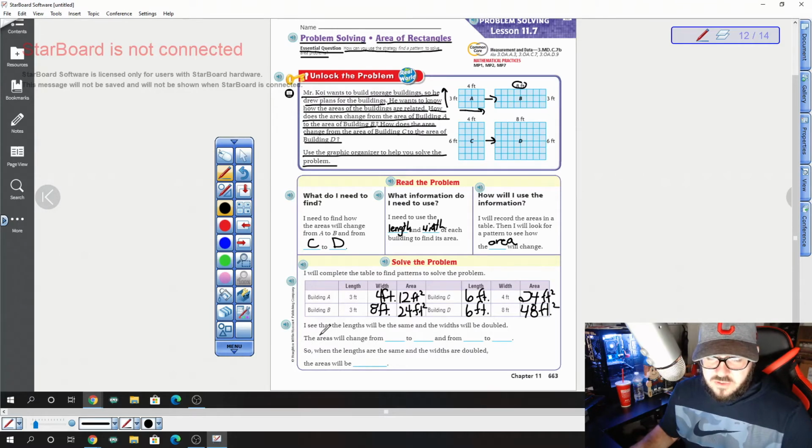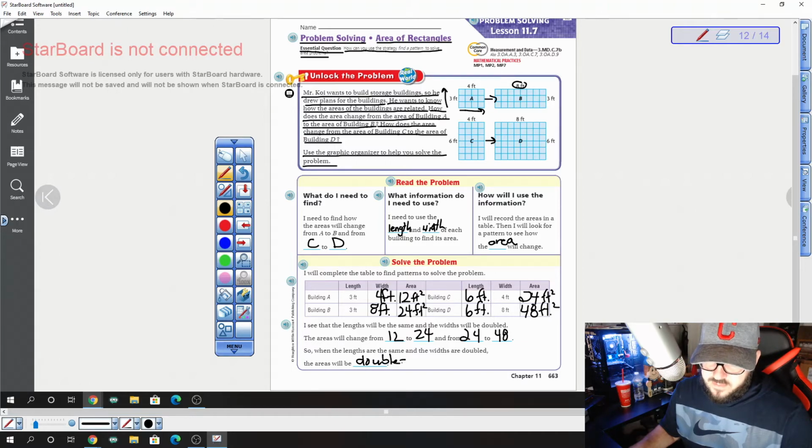The areas will change from blank to blank and from blank to blank. Okay? So they will change from 12 to 24 and 24 to 48. So when the lengths are the same and the widths are doubled, the areas will be also doubled.